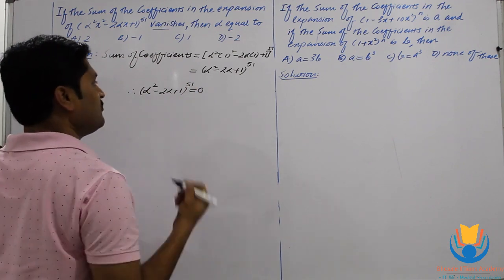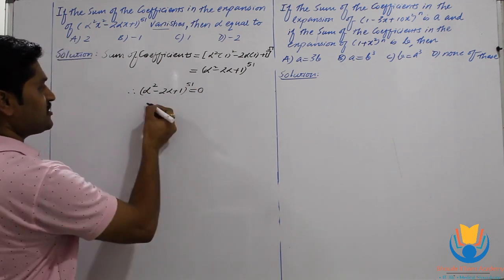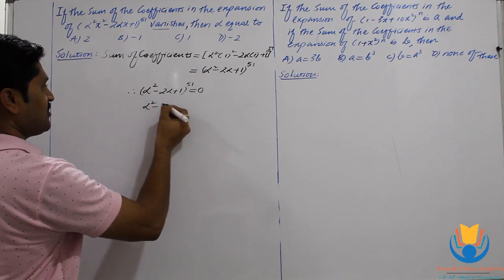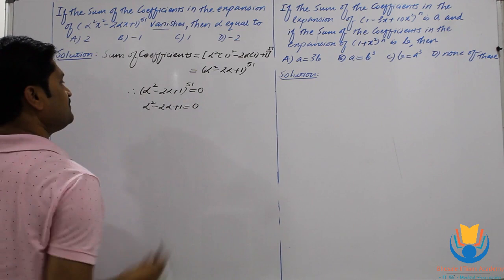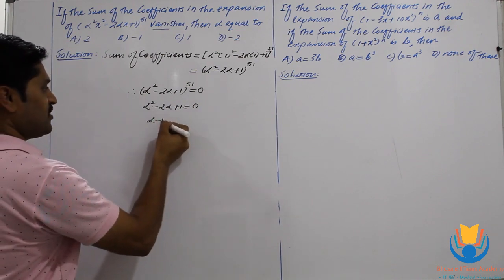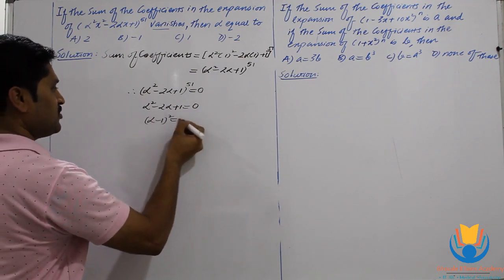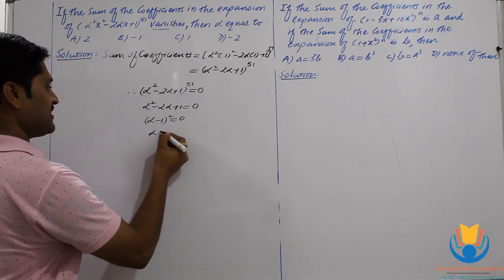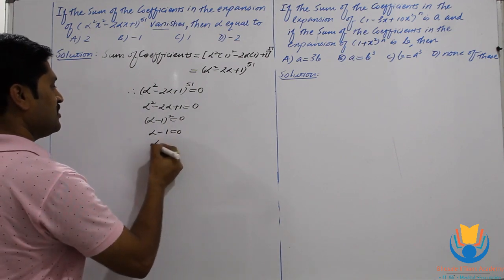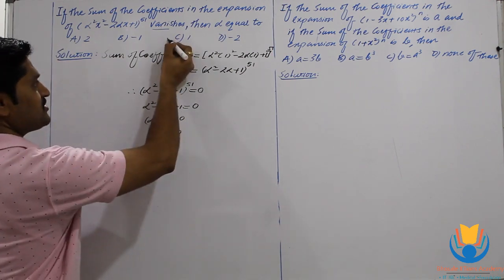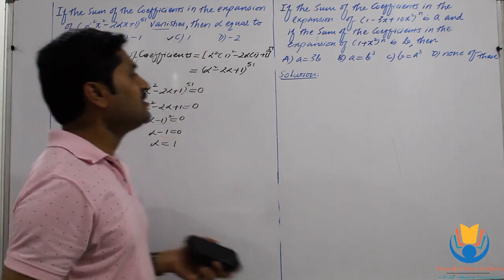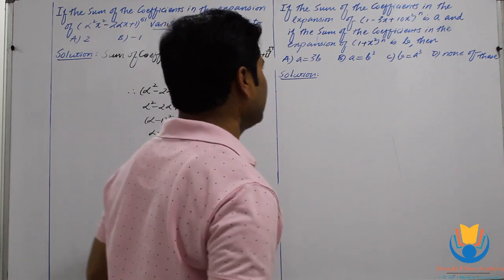So let's take the 51st root on both sides. Therefore alpha square minus 2 alpha plus 1 is equal to 0. As you know, this is the square of alpha minus 1. So take the square root on both sides, therefore alpha minus 1 is equal to 0. Therefore alpha is equal to plus 1. So from the options, this is the correct one. So let's continue with the last MCQ of this session.